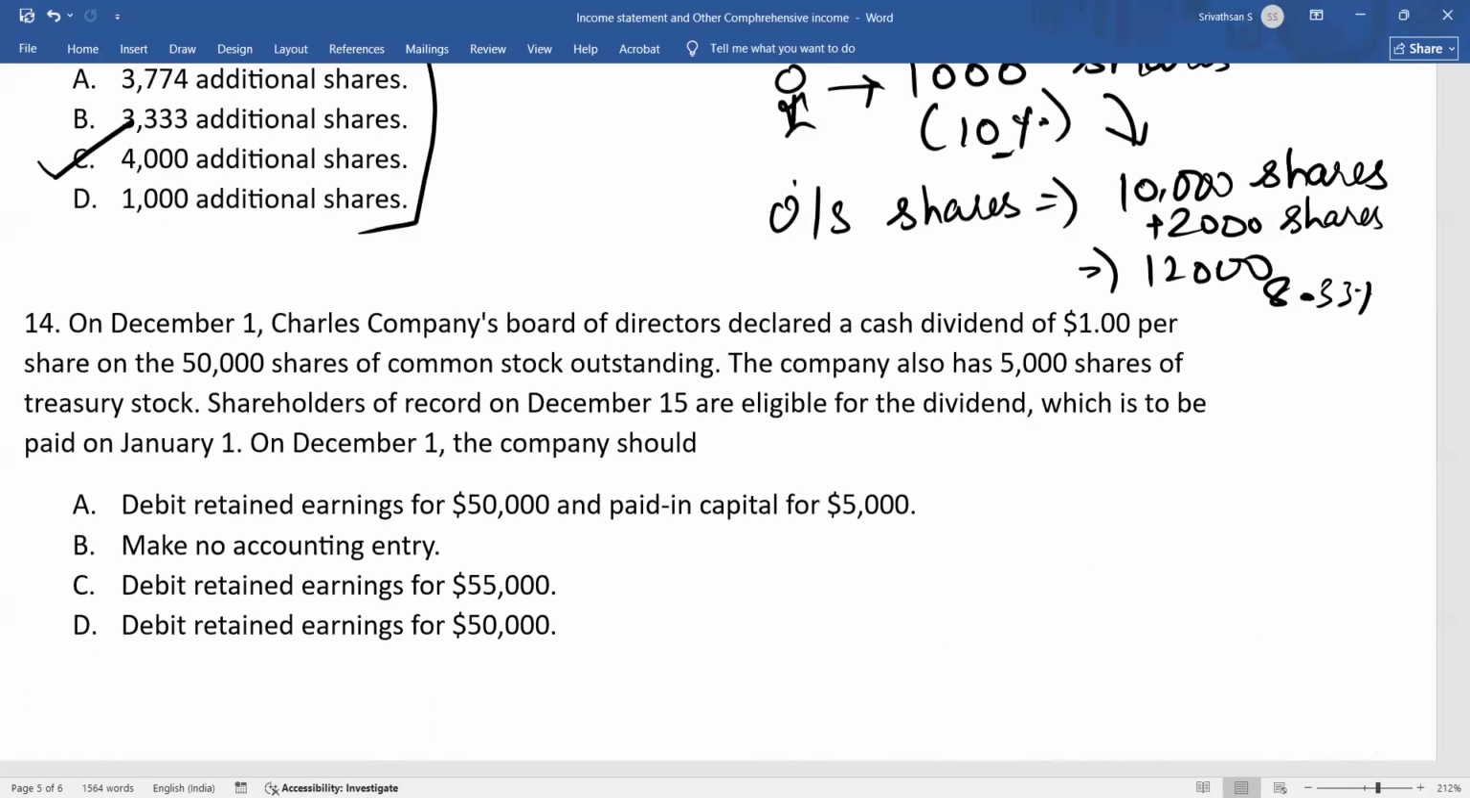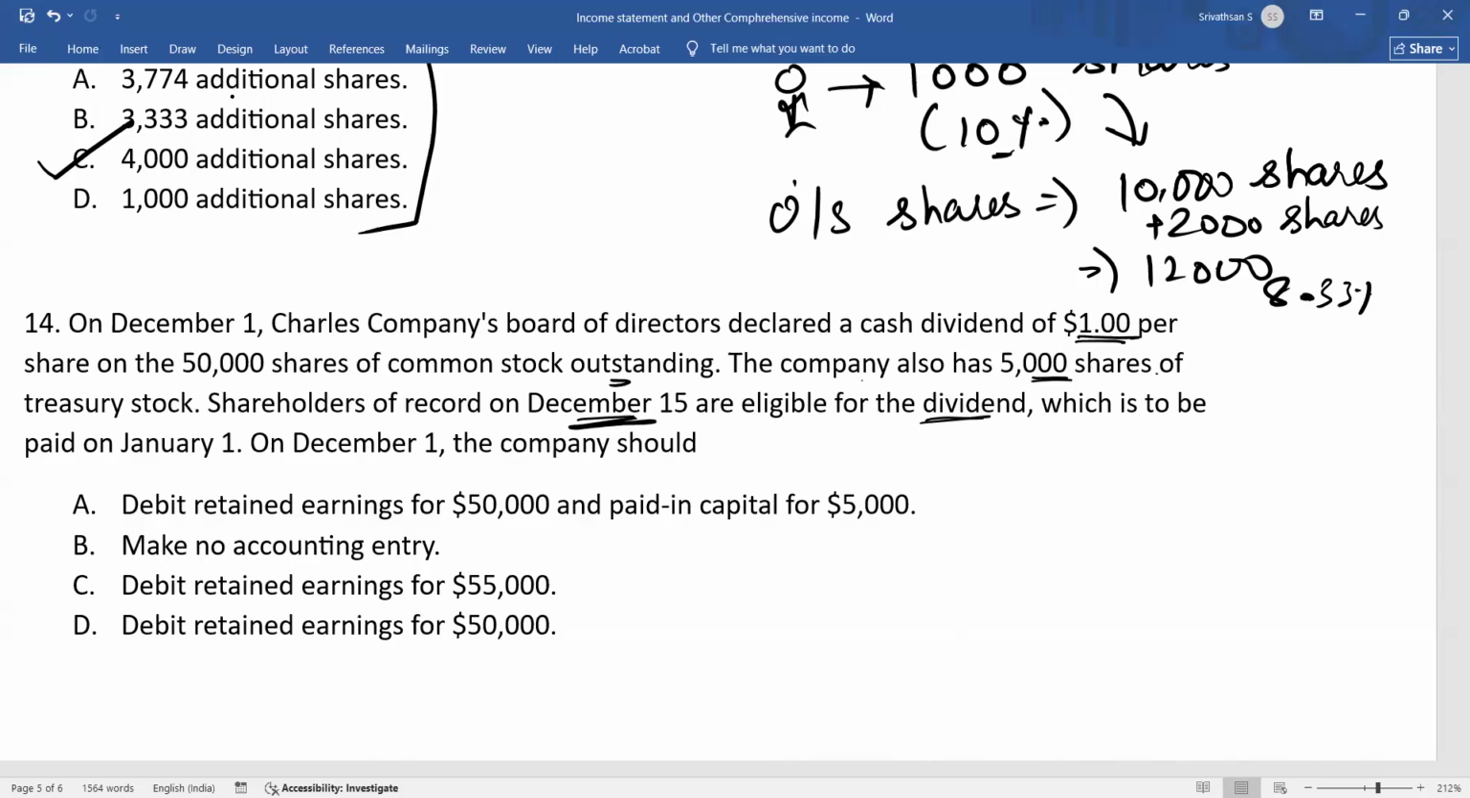Question number 14. On 1st December, Charles Company's board of directors declared a cash dividend of $1 per share on the 50,000 shares of common stock outstanding. The company also has 5,000 shares of treasury stock. The shareholders of record on 15th December are eligible for the dividend. So what they are saying is 15th December is the record date.